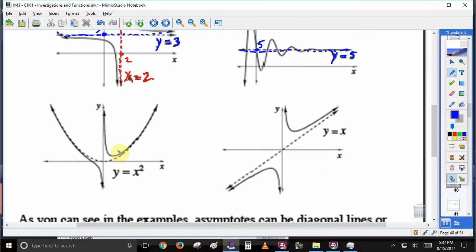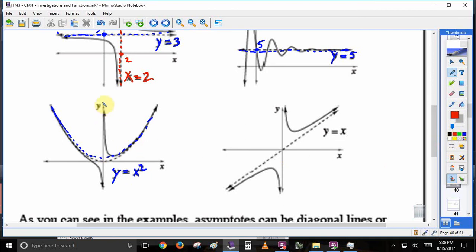Down here we have a curved asymptote. It's actually the equation y equals x squared, which is the parent function or the mother function for parabolas. And these other two curves are going to approach it. They're going to get close but never actually reach it. So that's this guy right here, our y equals x squared.